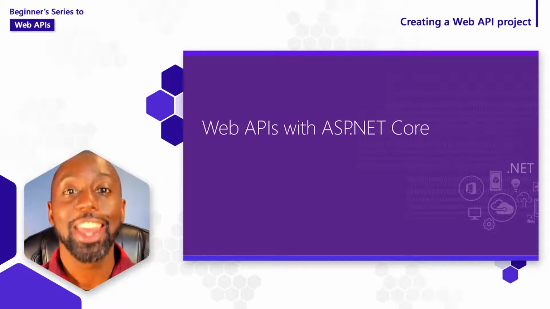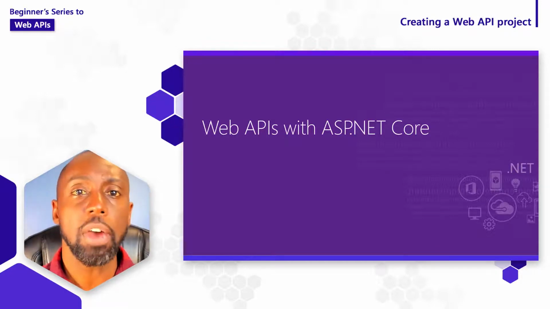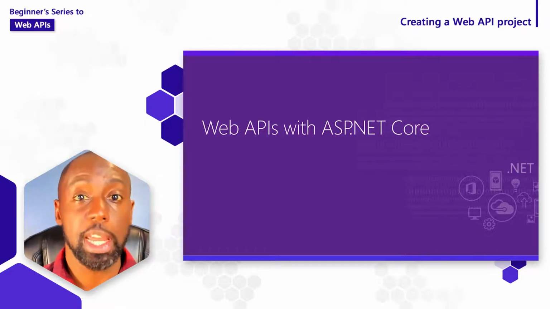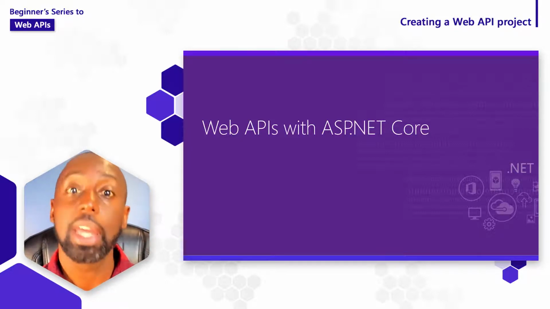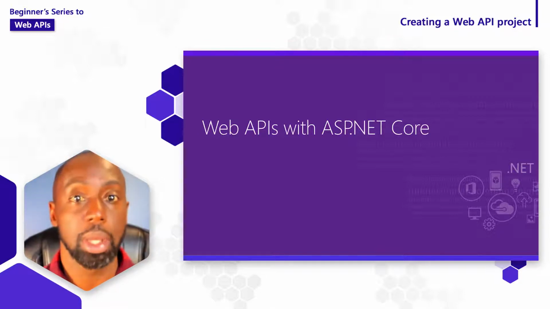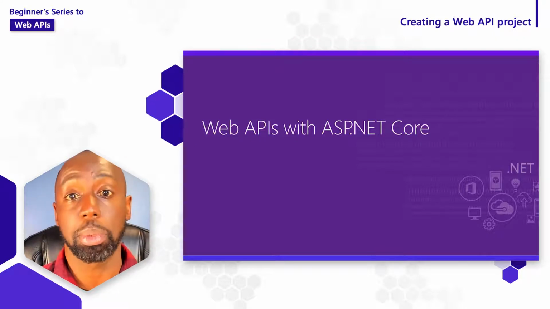Hi everyone. Thank you again for joining us for our introductory series to building web APIs with ASP.NET Core. Thus far, we've covered various topics such as what are APIs, what are they used for, and even seen some examples of different APIs that we can make use of today. In the last video, we took a look at HTTP and got an understanding of how it allows us to send information between two different places.